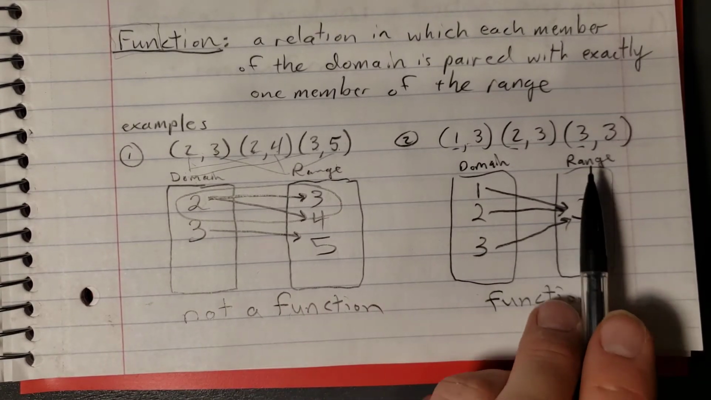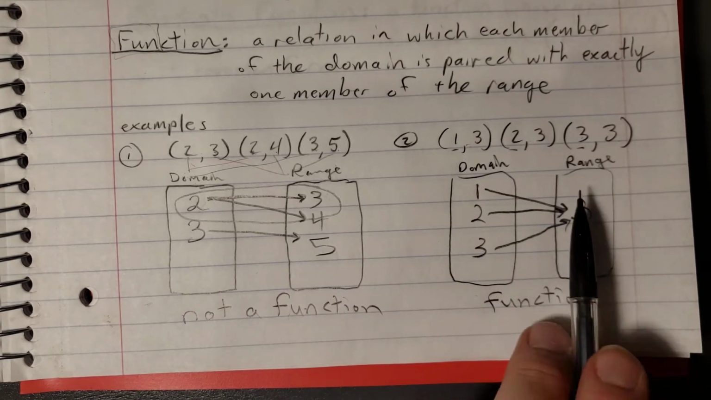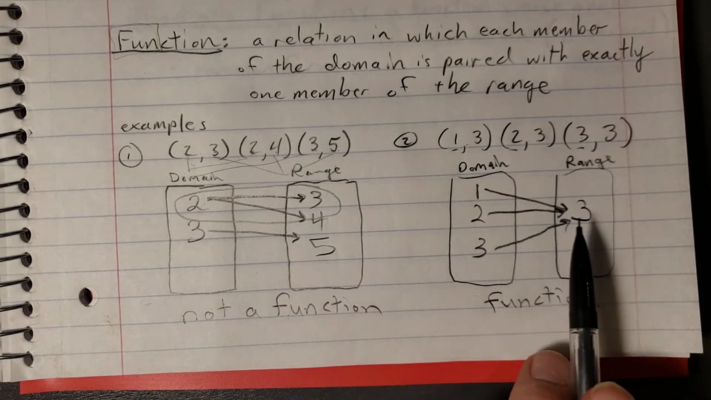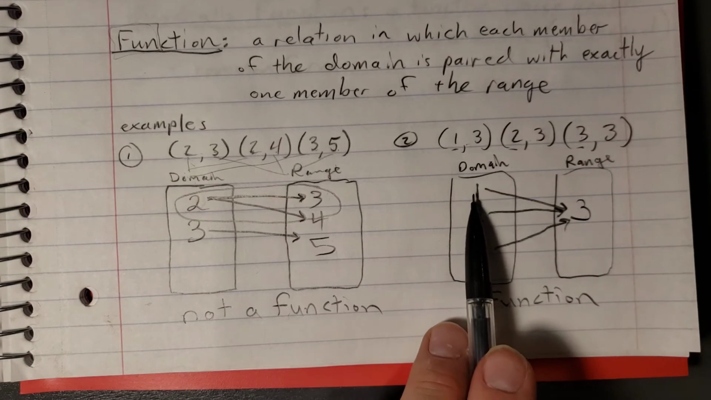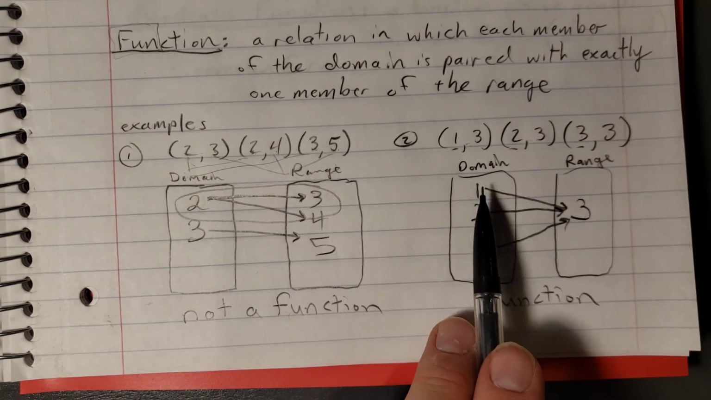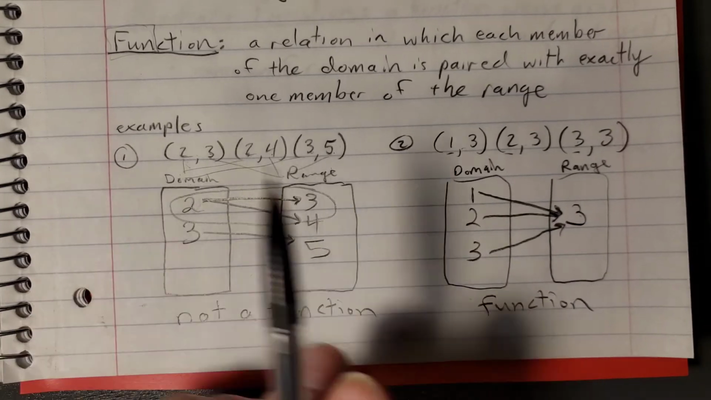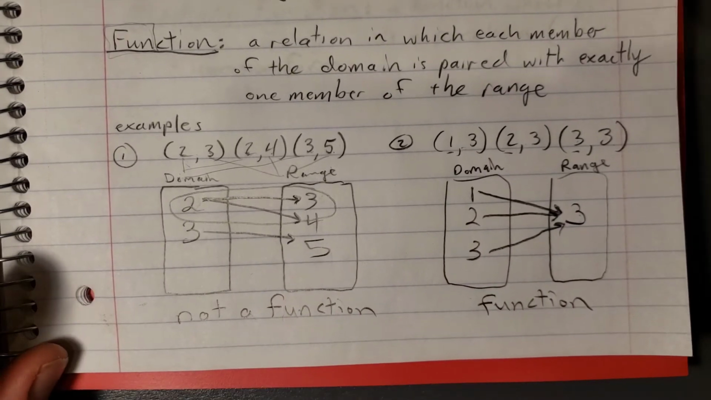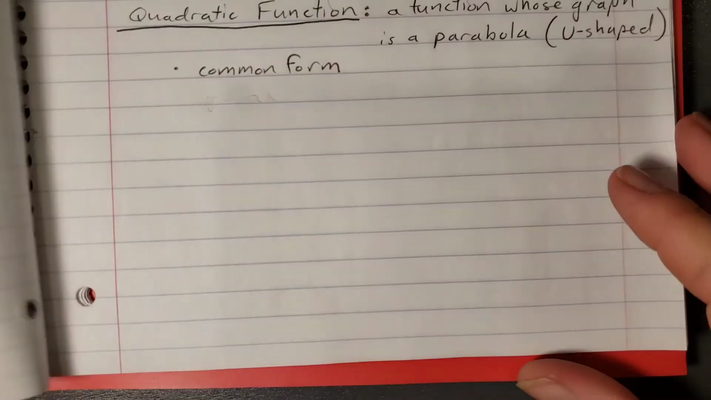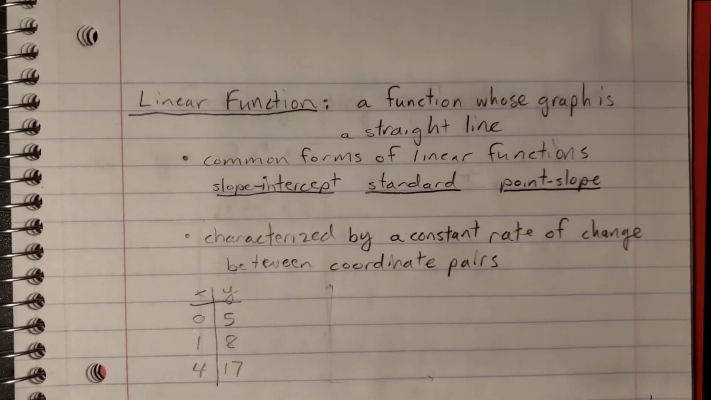Now, range values, you can use them as many times as you want. As many numbers can be paired up with that. But domain values have to be faithful to one number. I don't know what's up with 3 there in the range, but must be pretty hot stuff. Now, we're getting into special types of functions. So we talked about what a function is.